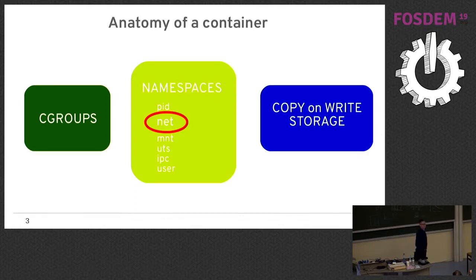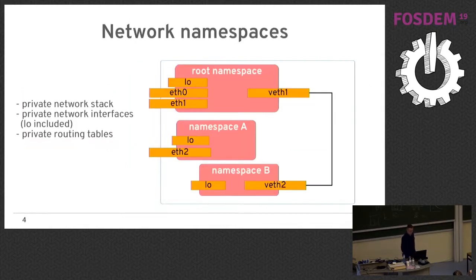What is a container? It's a combination of some cgroups for metering and limiting, some storage, and a set of namespaces. The namespaces are to keep things private to the container, so we have process namespaces, mount namespaces, and what's most important to us in this presentation, the network namespaces. How many of you are using network namespaces or are familiar with that?